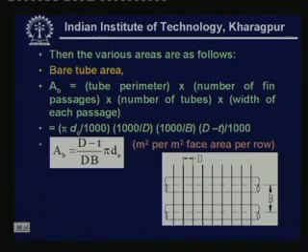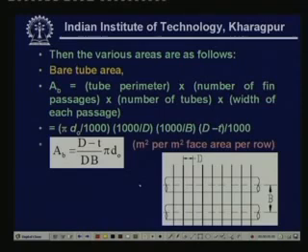Now, then the various areas are as follows. The bare tube area, okay, A subscript B is given by tube perimeter into number of fin passages into number of tubes into width of each passage. Okay, so bare tube area is basically nothing but this area. Okay, so excluding the fins.